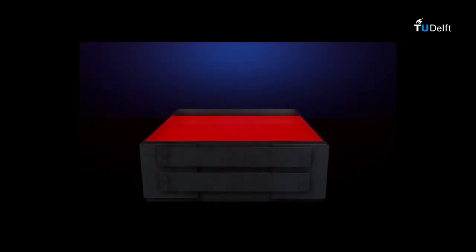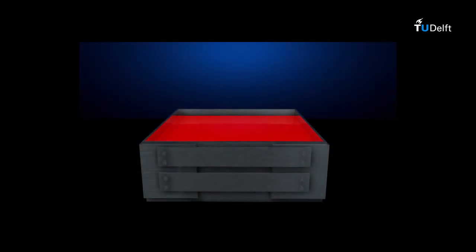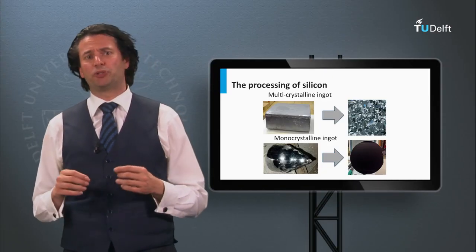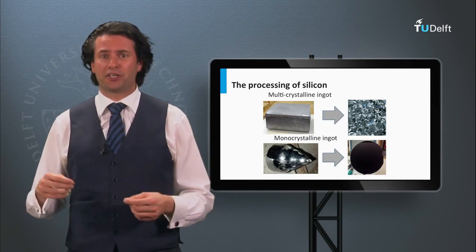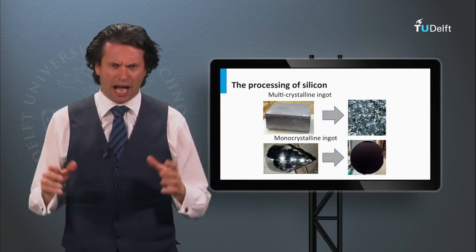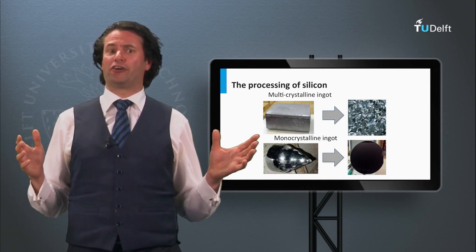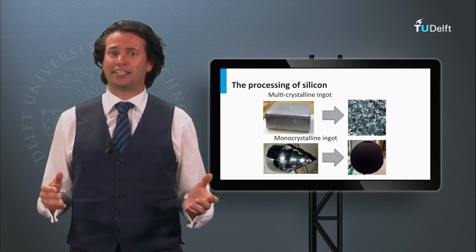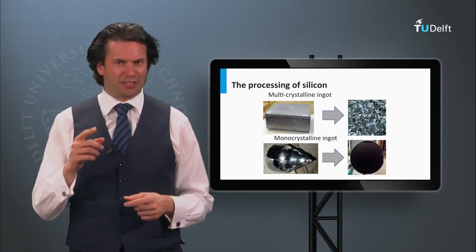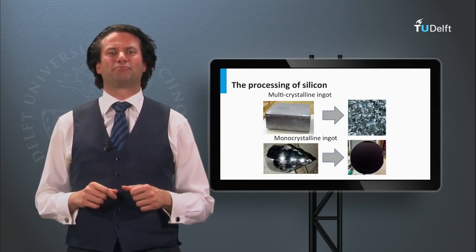If the melting and the solidification occurs in the same crucible, it is referred to as directional solidification. The cross-section of a multicrystalline ingot can go up to 70 by 70 centimeters and the height is typically 25 centimeters. Now we know how to produce monocrystalline and multicrystalline ingots. How do we make wafers out of them? The answer is sawing, as you can see in the next animation.